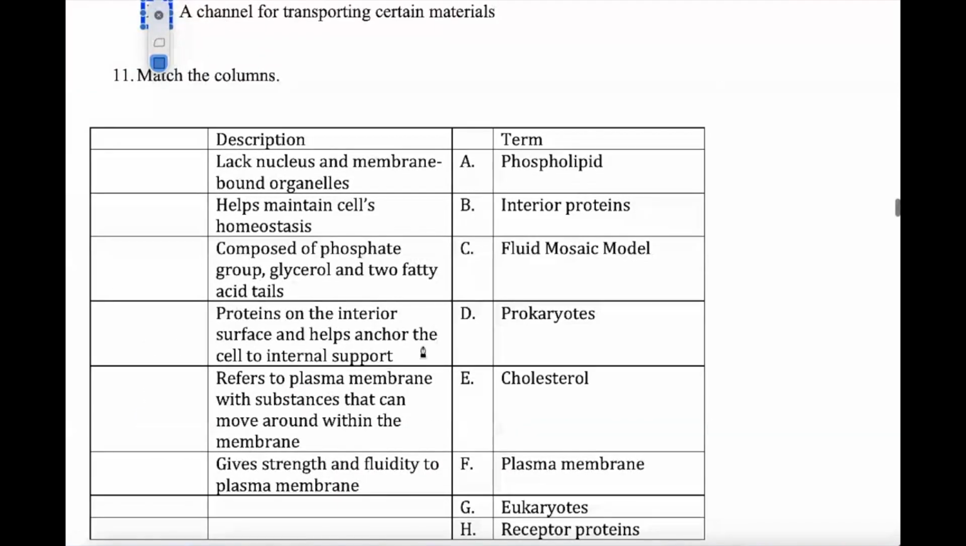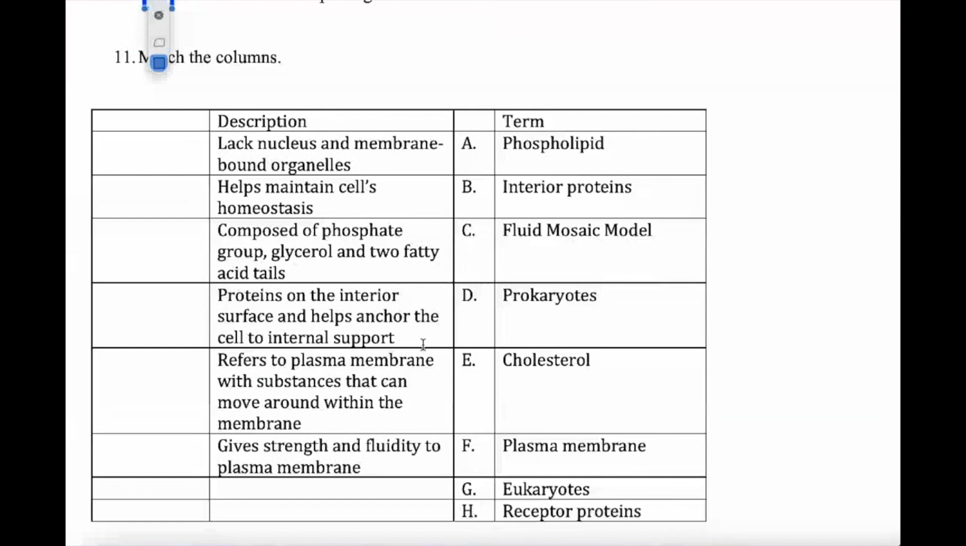Good. Now you have here a table to match, like the column where you can match them easily. So let us go quickly from here. Lack nucleus and membrane organelles. Who? Prokaryote. So that is D. Okay. Helps to maintain the homeostasis. Cell membrane, or plasma membrane. Yes, plasma membrane. Composed of phosphate group, glycerol, fatty acid. Phospholipid.